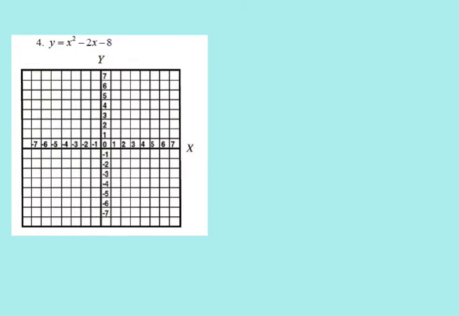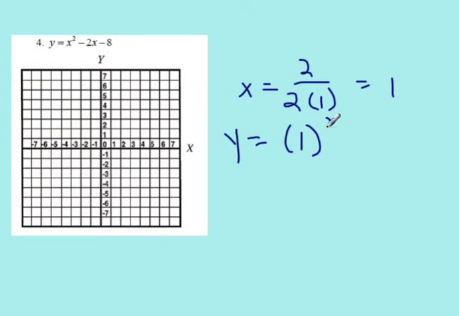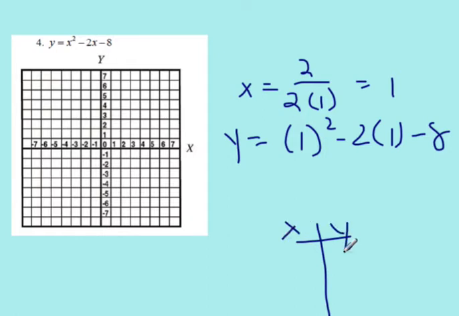So for number 4, we're going to go ahead and make the same chart. So we're going to do x is equal to the opposite of b over 2 times a. So that's going to end up giving you 1. So now to get my y, wherever I see an x, I'm going to put a 1. So I'm going to go ahead and draw us a chart here, okay?